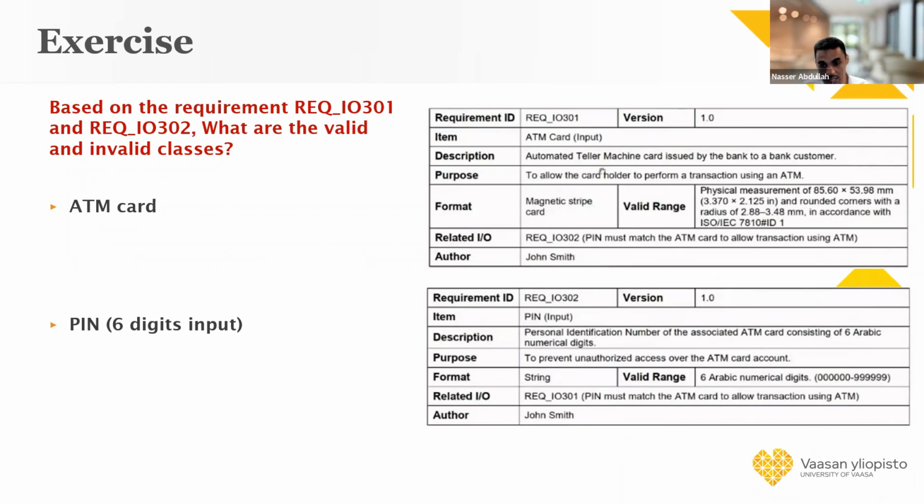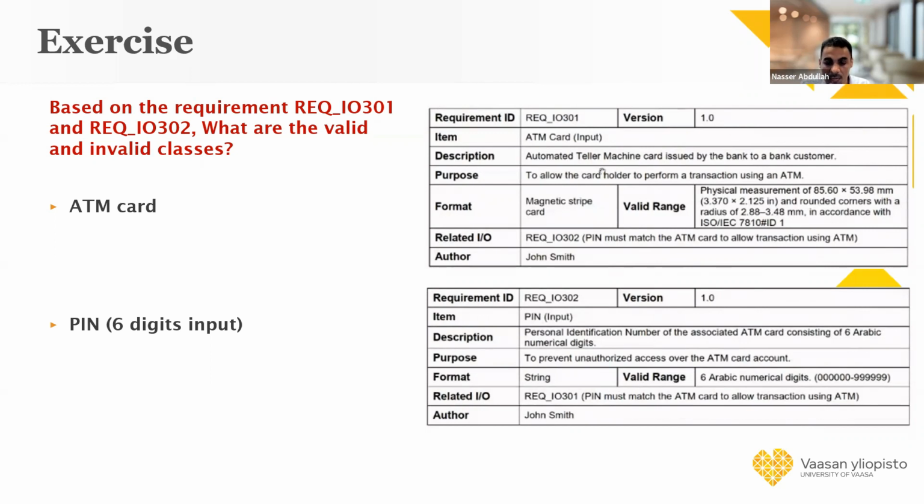Now why do I give you this example? Because I don't want you to think that equivalent partition and boundaries is only about numbering. So here, if we want to test, for example, an ATM card, this is the requirement from the SRS. We have an ATM card as an input. When you go to the ATM machine, you put in your ATM card.